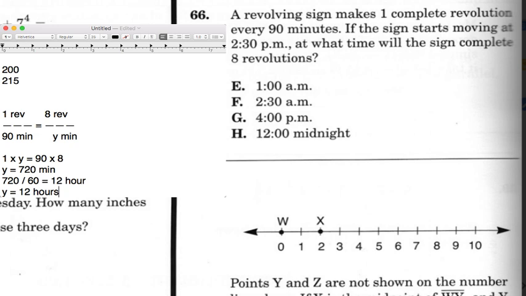Right? We're using base 12 here. So 2:30 p.m. plus 12 hours is 2:30 a.m., which gives us F.